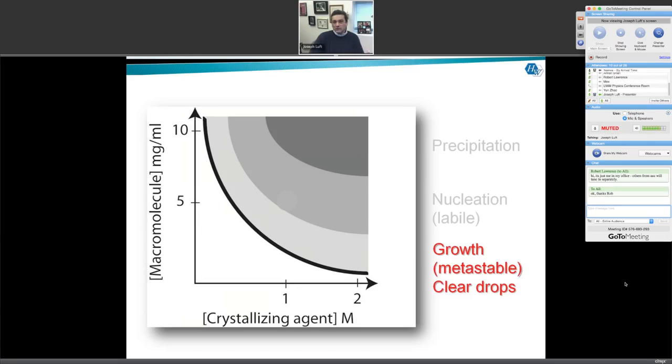Now, when you're reviewing your crystallization experiments, you're going to see clear drops, and those clear drops can either be metastable, or they could be saturated, or they could be undersaturated. There's no way to tell by just looking at the experiment using a microscope. It's a clear drop.